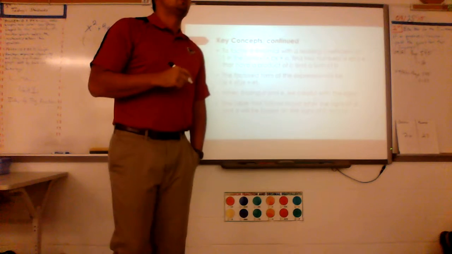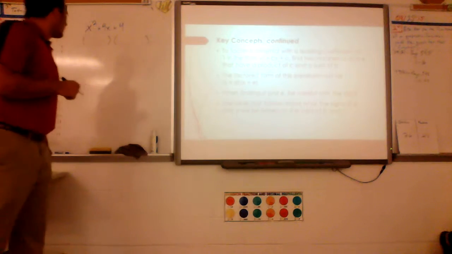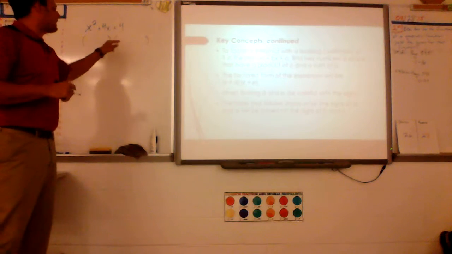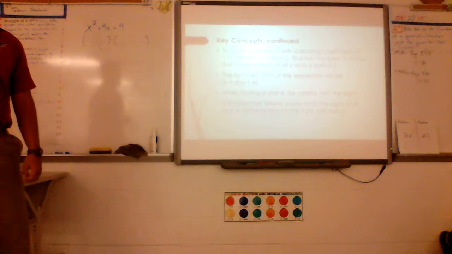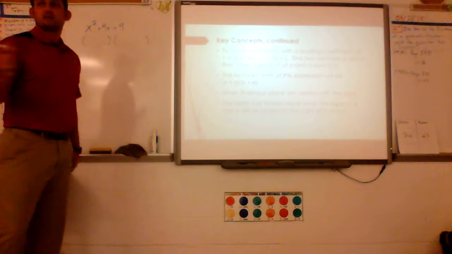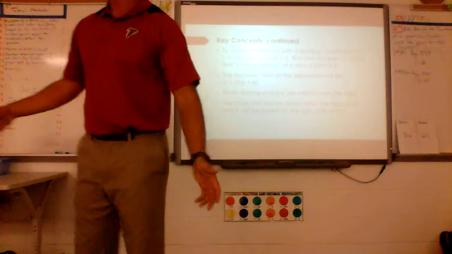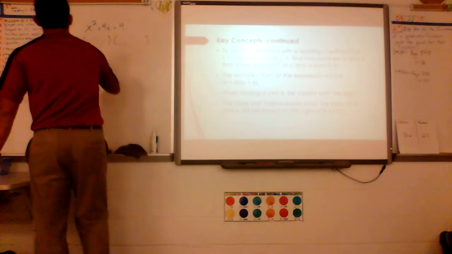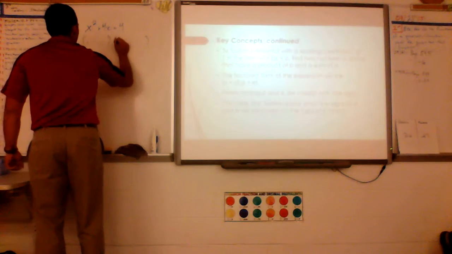Now, what do you guys think would go right here and right here? X. Why do you think X? There's two of them. X squared means you've got two x's. That's right. So I've got an x here, and I've got an x here.